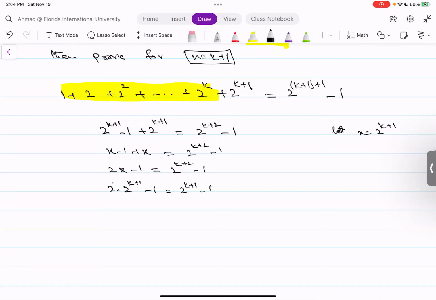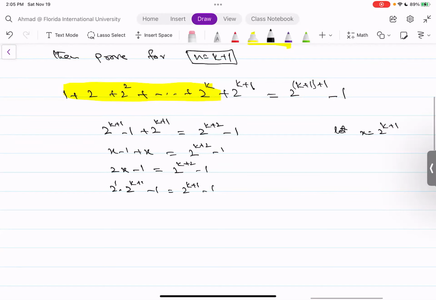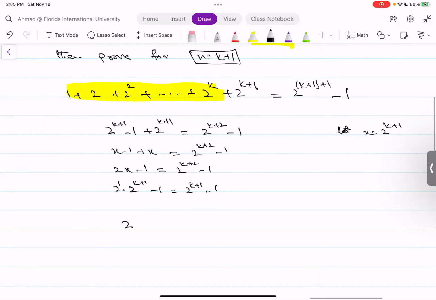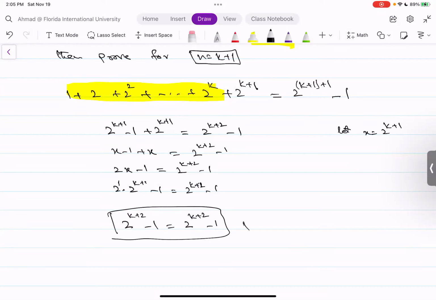And here we have 2 to the power of 1, and the bases are same, exponents are different. So we'll just add the exponents when the base is same. This is going to be 2 to the power of k plus 1, which is k plus 2 minus 1, which is exactly equivalent to the right hand side, which is 2 to the power of k plus 2 minus 1. So we have proved with the help of mathematical induction that this is also true.